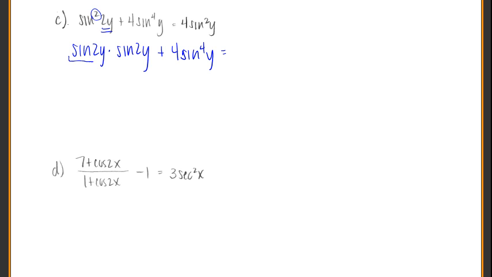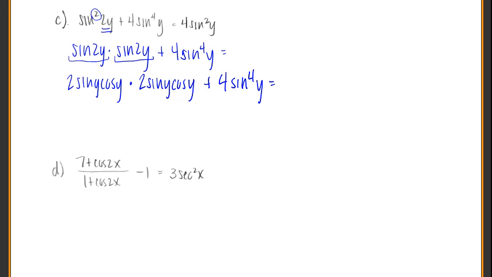Because sine 2y is going to be replaced with one identity, and again right there. The identity for sine of 2y is 2 sine y cosine y times 2 sine y cosine y, and then plus 4 sine to the fourth y. Alright, let's keep on going. This is really all one big term. It's all multiplied together, so really it's 4 sine squared y cosine squared y plus 4 sine to the fourth y.